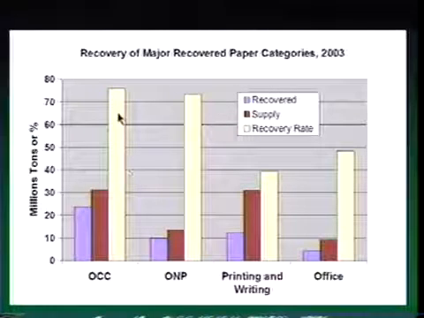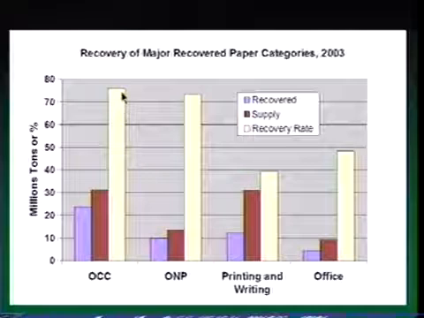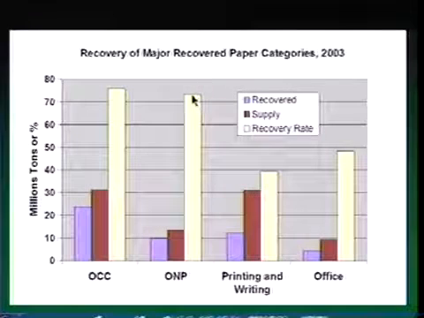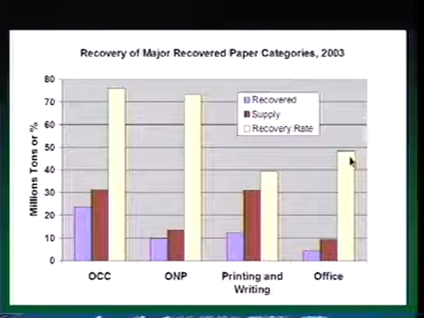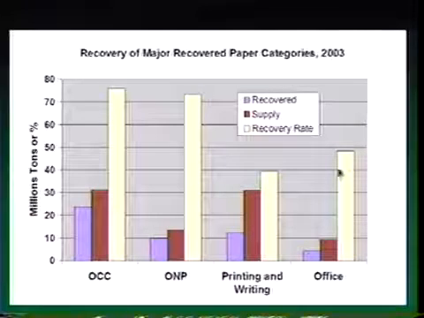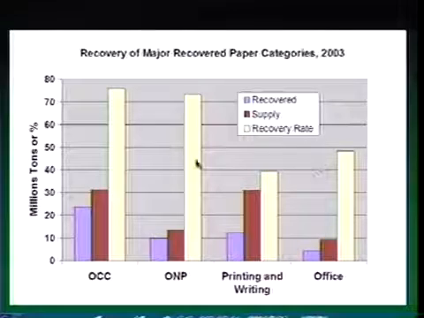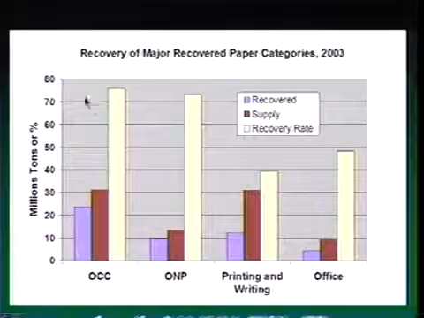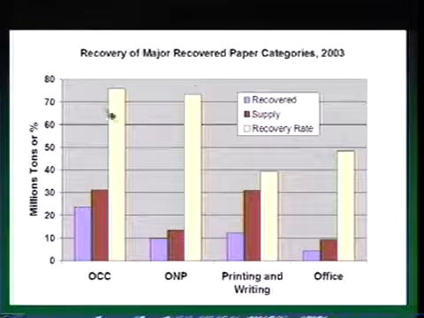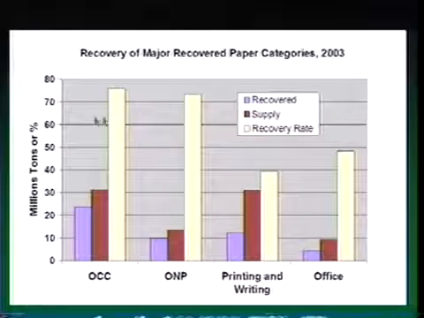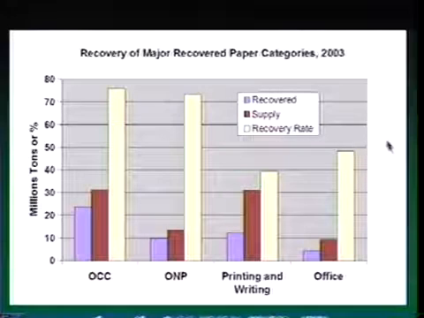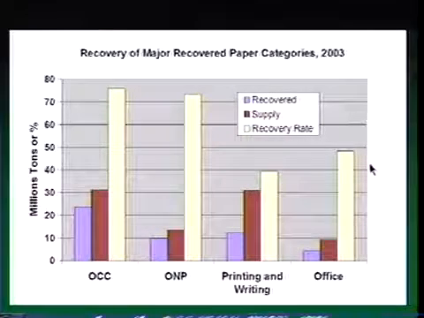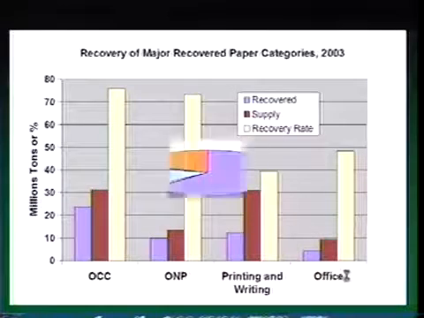OCC's recovery rate is 75%. Newsprint is about 72%. Printing and writing is around 40, and office waste around 48 or so. So you can see that OCC and ONP are mature industries in which we're recovering a lot of the material. Printing and writing and office are less mature and much more difficult to recycle, so our recovery rates are much lower on those.